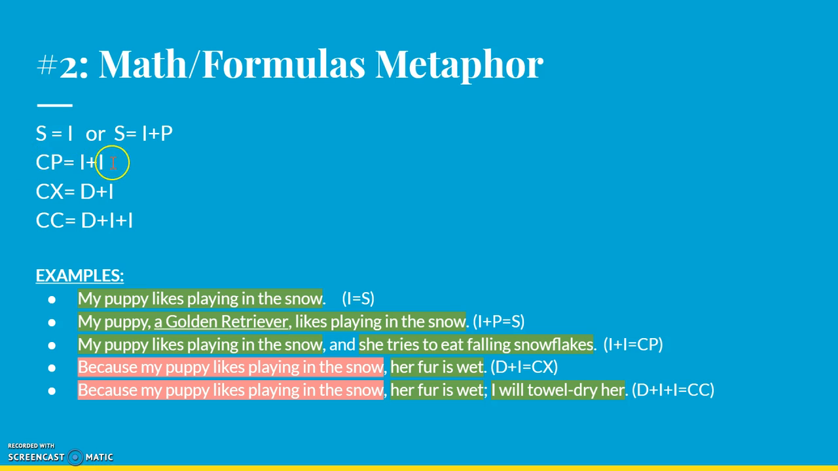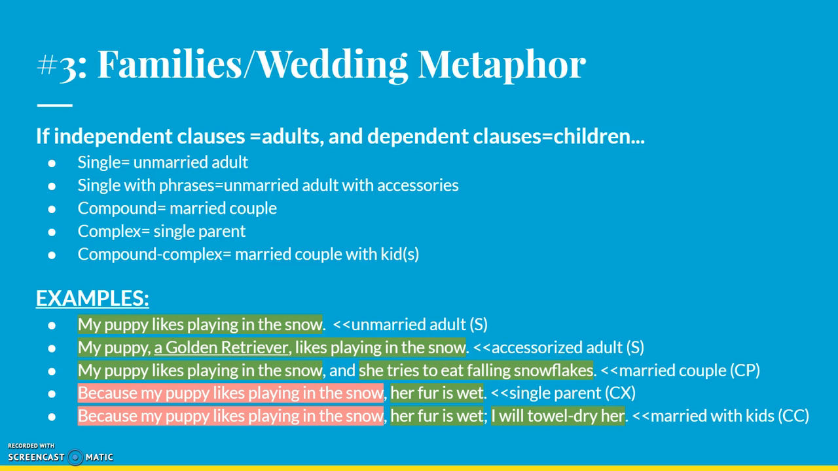For compound sentences, you can remember I plus I equals CP, which is like number 3. For complex sentences, you can remember D plus I, dependent plus independent. And compound complex, D plus I plus I. Actually, compound complex makes more sense if you look at it as a formula, because I'm combining the properties of a complex and a compound, and I'm kind of using a Venn diagram to put them together into compound complex.